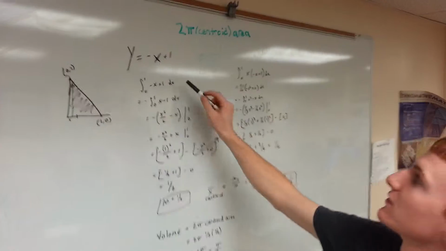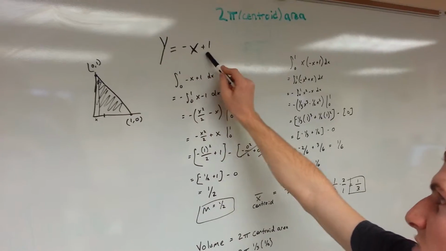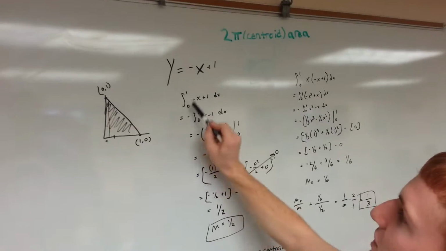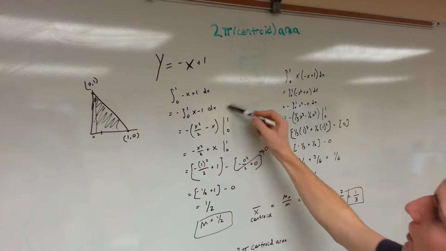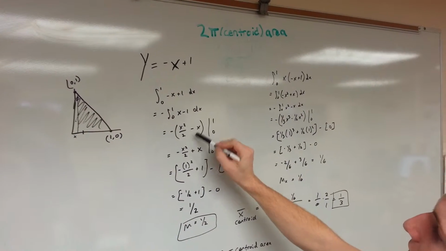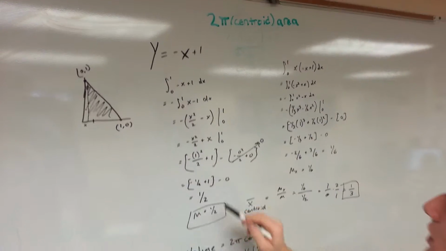So anyways, to find the area of this function, and the function is negative x plus 1, it hits the x-axis at 1. So we want to integrate it from 0 to 1. We integrate through: the integral of x is x squared over 2. This becomes negative x squared over 2 plus x from 0 to 1. So we apply this from 0 to 1.